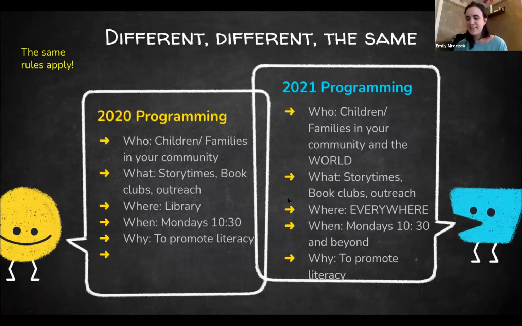Yes, as Kate says, it requires connectivity and bandwidth, which can be hard. And so we're going to look at 2020 programming versus 2021 programming. As you can see here, we have the who, the what, the where, the when, the why. We're reaching children and families. We're doing story times. We're doing book clubs. We're doing outreaches. And you see, everything stayed the same, promoting literacy, who you are reaching.